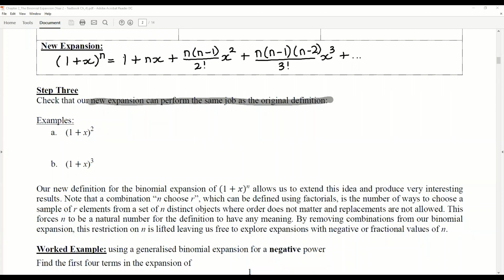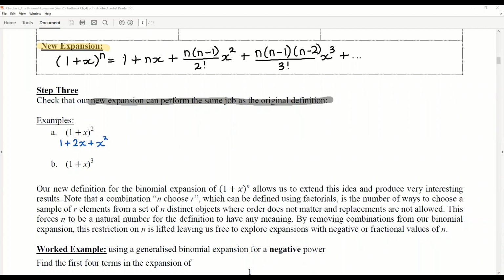And I want to stress that you're not going to just expand 1 plus x all squared. I mean, you'll know that the answer is, of course, this, but I want you to use our new expansion here. I want you to use this. Okay, so please pause the video and have a go.